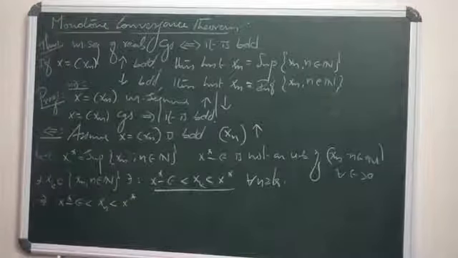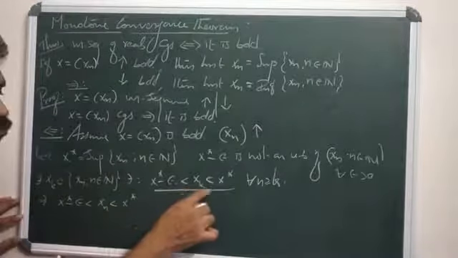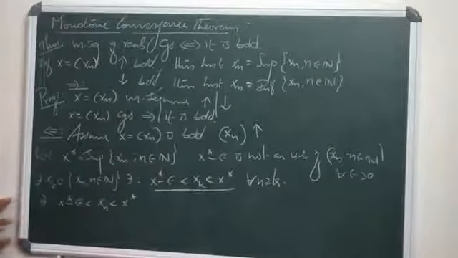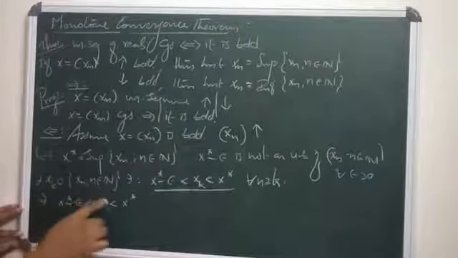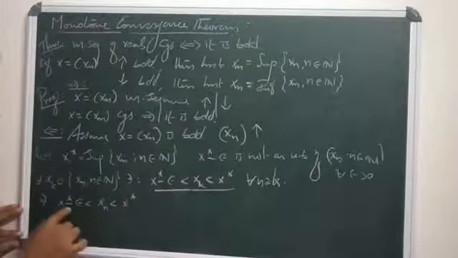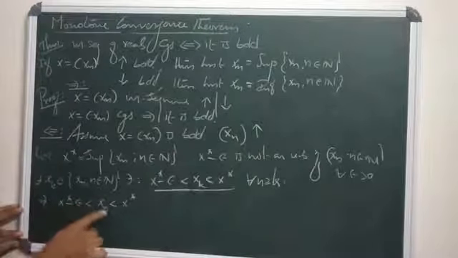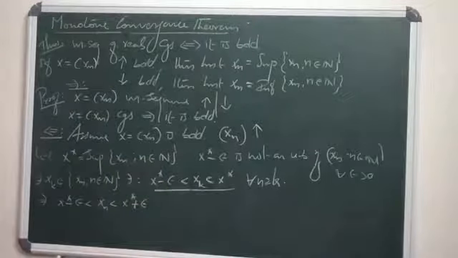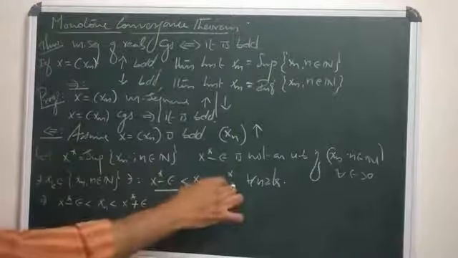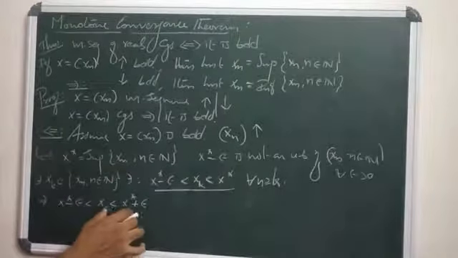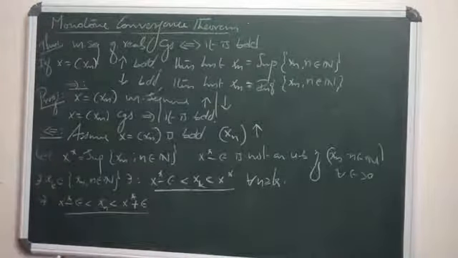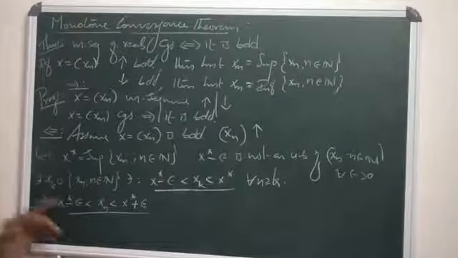Since it is true for every n greater than or equal to k, you can replace this k by n. So it is x star minus epsilon less than xn less than x star. Since xn is less than x star and epsilon is a positive quantity, clearly xn is less than x star plus epsilon also. So combined, xn lies in between x star minus epsilon and x star plus epsilon.